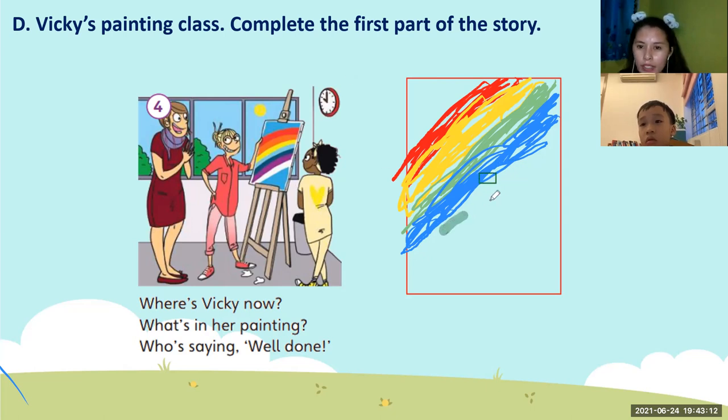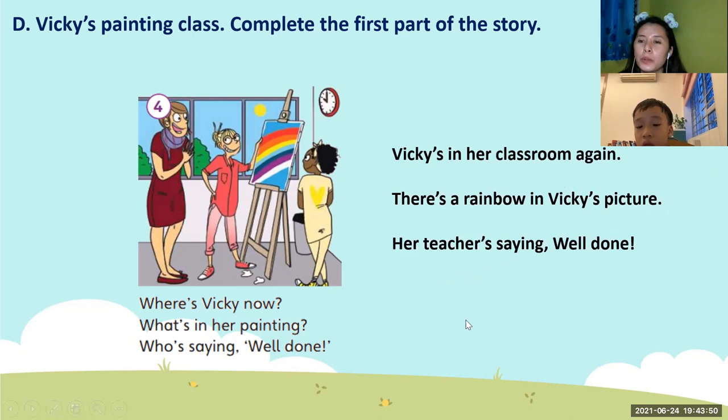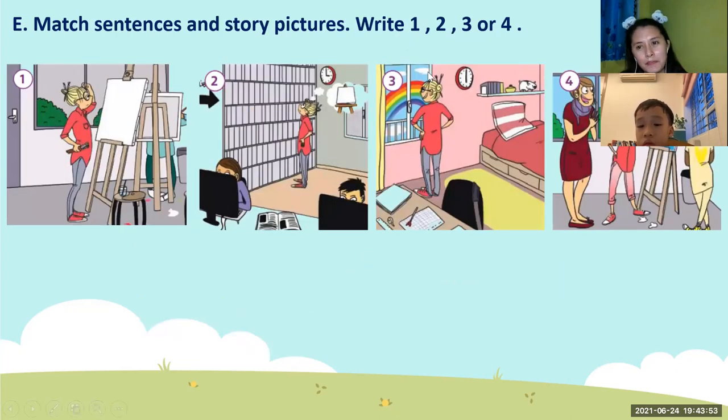Oh. Okay, here. Another one is a purple. Okay. I guess I have a purple here. And a little bit white. Okay, so that is a rainbow. Maybe soon you're gonna do painting since you like to do painting, right? Okay, yes. Very good. Good job. So there you are. Do you have any questions there? No. Okay, no questions. So this time, I want you to match sentences and story pictures.